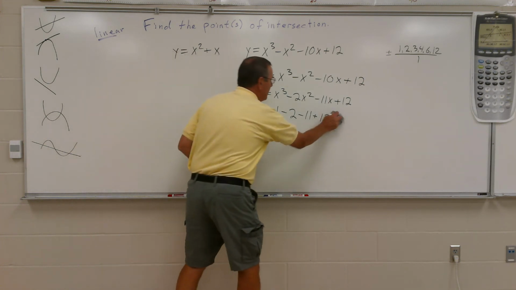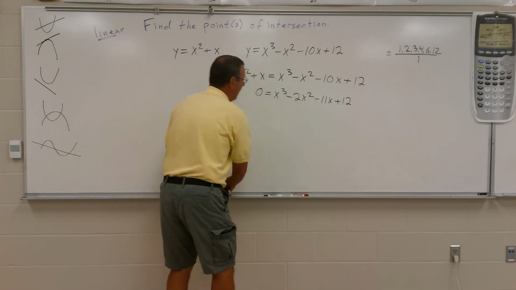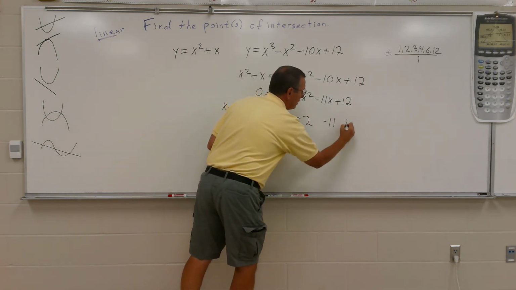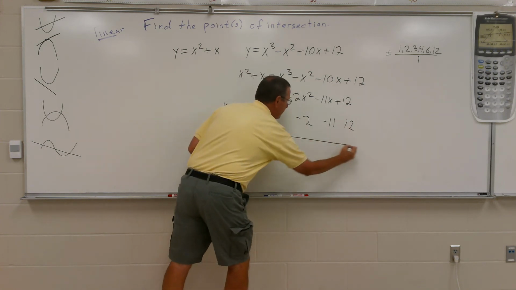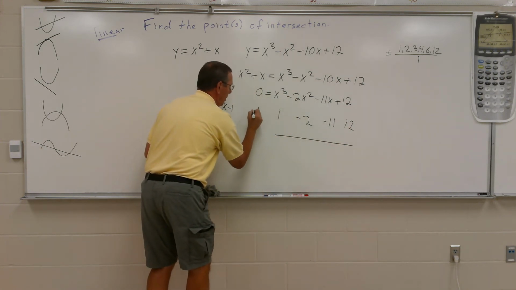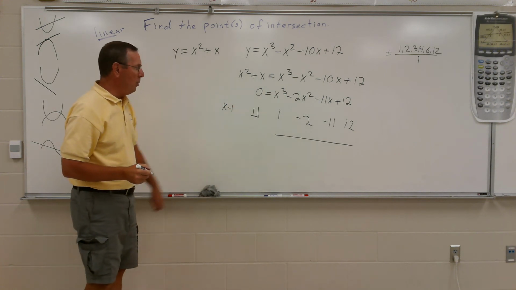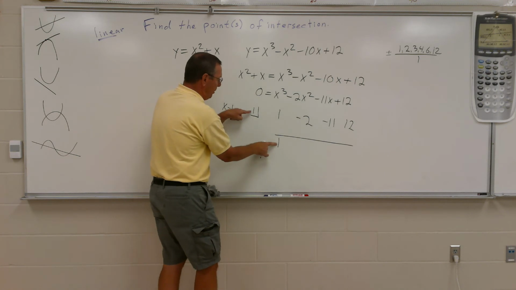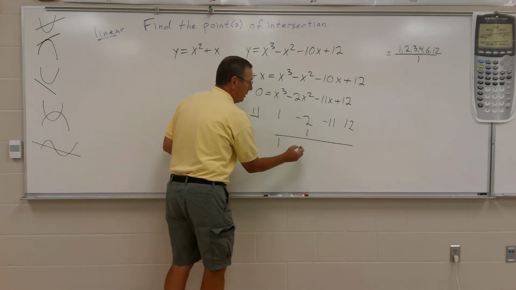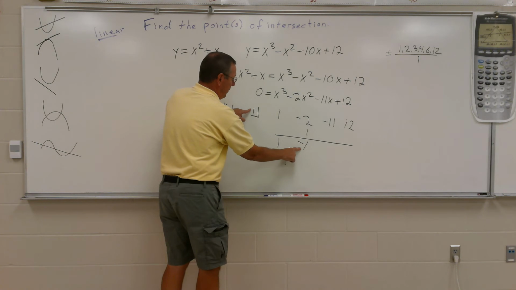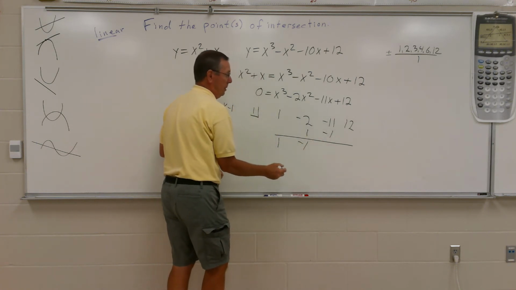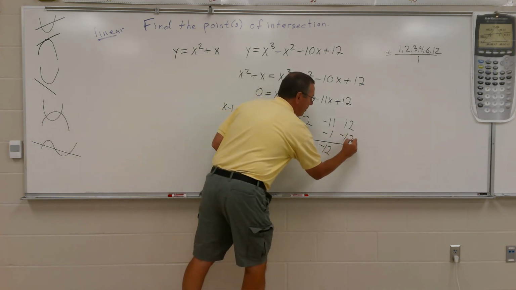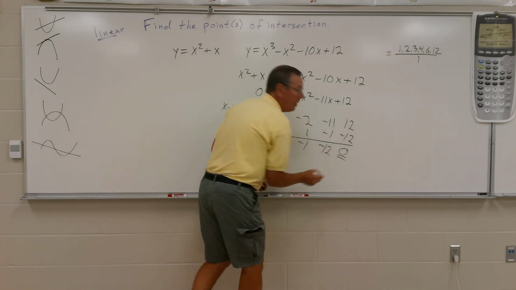You know how to do that using synthetic division. I'll copy down my coefficients. If I'm dividing by x minus 1, a +1 goes in the box. Bring your first number down. Multiply. 1, add. -1, multiply. -1, add. -12, then multiply. -12, and add. 0. You should be happy because you got a 0 at the end.